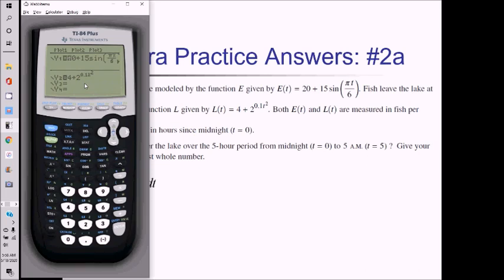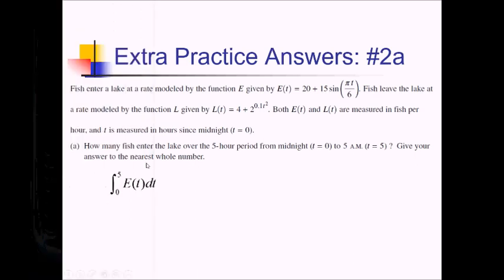So now quitting out of there, I'm just going to do math 9 and get the integral from 0 to 5 because we are only concerned about the first 5 hours. We want E of t, so that's going to be alpha trace y1. That's where I stored E of t in my calculator. dx, and press enter. This comes out to 153. Now they wanted us to round this to the nearest whole number, so this is 153 fish.